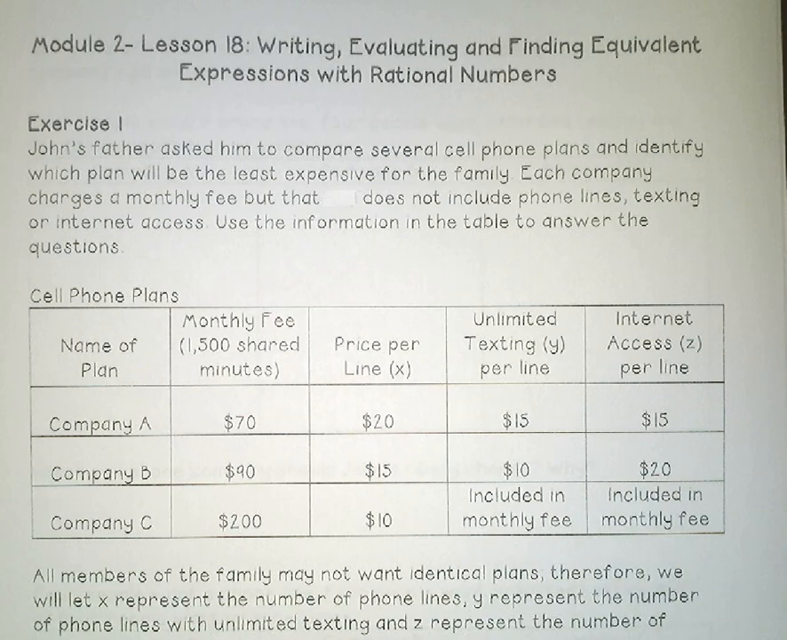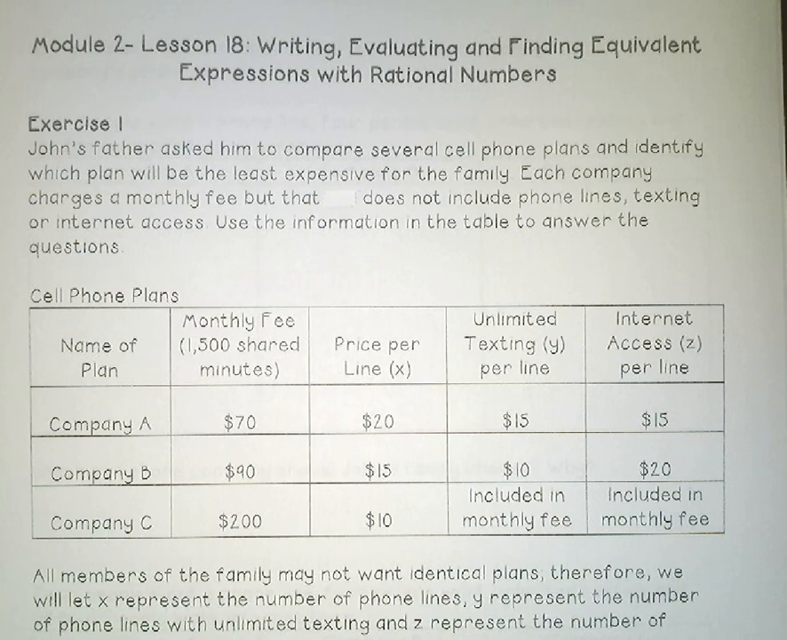John's father asked him to compare several cell phone plans and identify which plan will be the least expensive for the family. Each company charges a monthly fee, but that does not include phone lines, texting, or internet access. Use the information in the table to answer the questions. So we have three different cell phone plans. We have company A, B, and C. You can name it if you want.